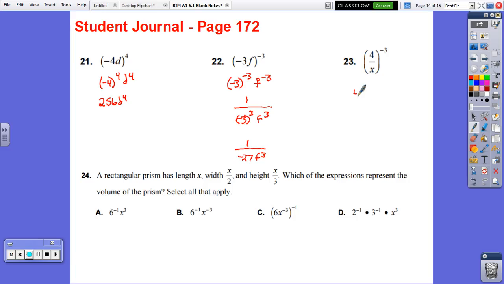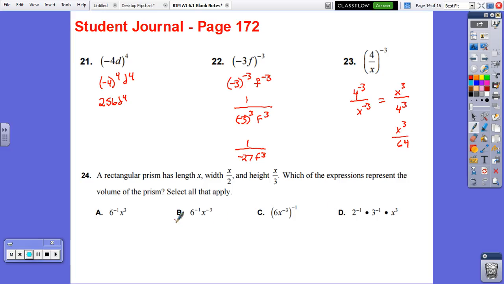So here on this, we get 4 to the negative 3rd, x to the negative 3rd. The negatives are just going to make them move, so the negative 3 brings the x up here and the 4 down here. And once again, we go ahead and leave it there. We can go ahead and type it in, and we get x cubed over 64.